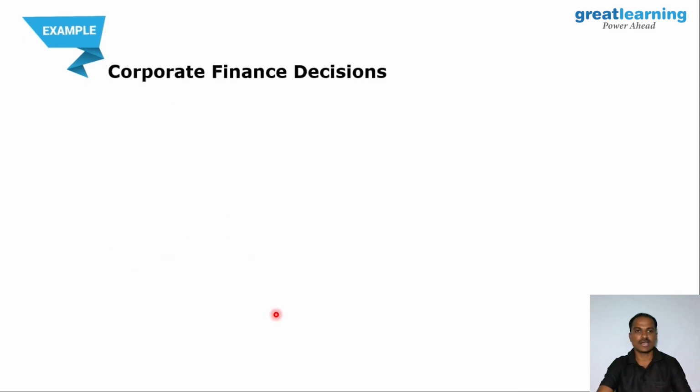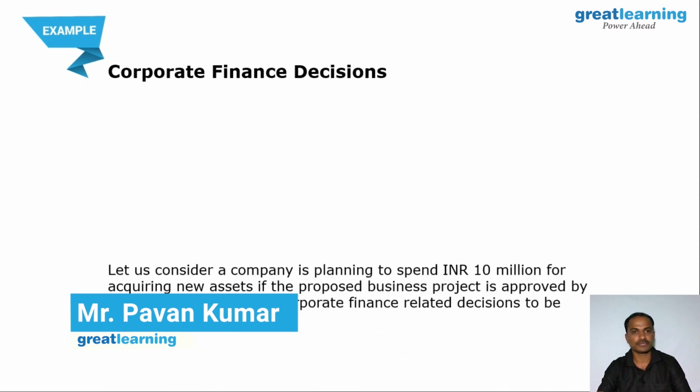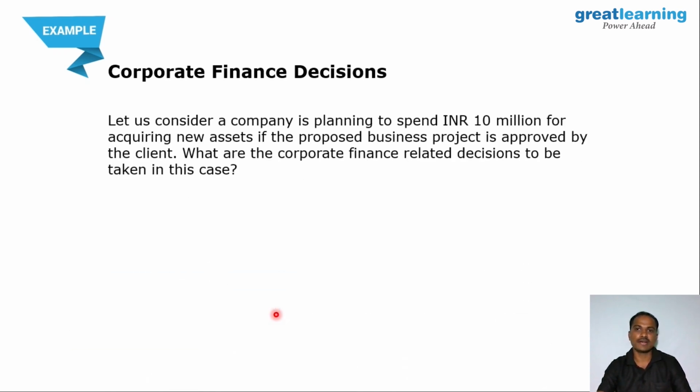Now, let's understand corporate finance decisions with a small example. Let us consider a company is planning to spend 10 million for acquiring new assets if the proposed business project is approved by the client. So what are the corporate finance decisions to be taken in this case? A company is planning to spend 10 million for acquiring new assets considering a new business project. So what are the corporate finance decisions in this case?